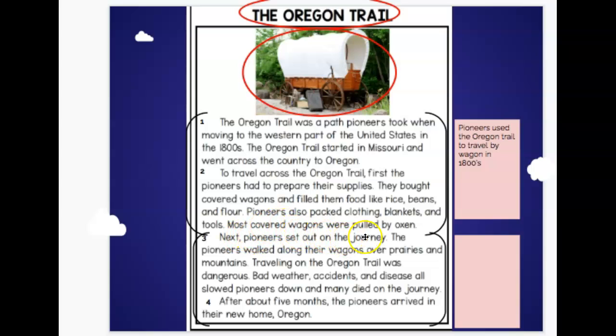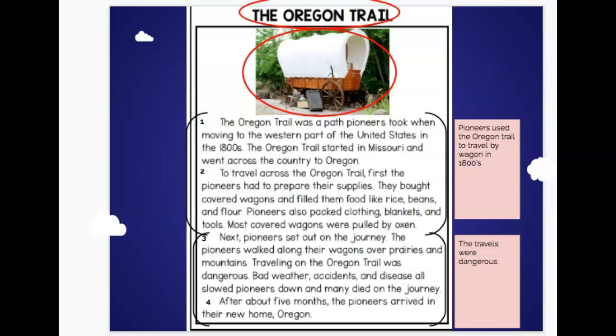Pioneers set out on the journey. The pioneers walked along their wagons over prairies and mountains. Traveling on the Oregon Trail was dangerous. Bad weather, accidents, and disease all slowed pioneers down, and many died on this journey. After about 5 months, the pioneers arrived in their new home.